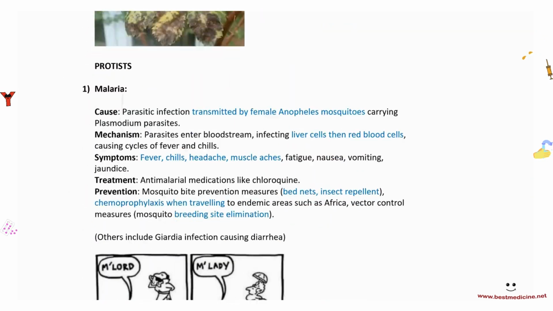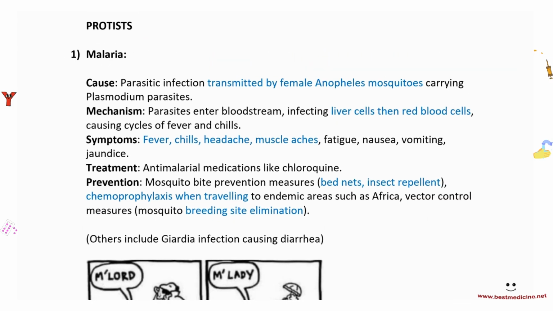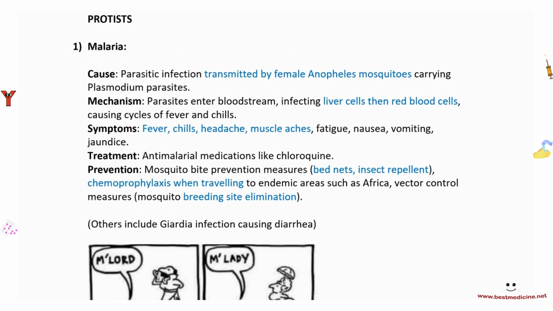But yeah. Next up, we have protists. So protists are another type of pathogen that can cause diseases. Malaria is quite high yield, and you need to know very well about malaria. So malaria is a disease that is caused by protists. And malaria is very common in Africa. So this is a parasitic infection transmitted by female Anopheles mosquitoes. Okay, you need to understand that it is transmitted by female Anopheles mosquito.